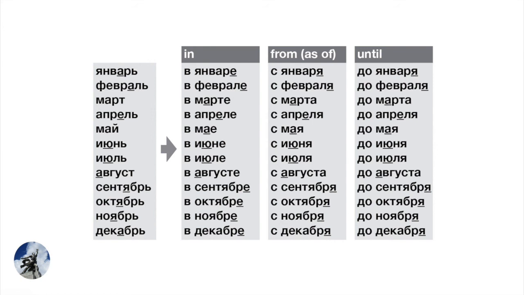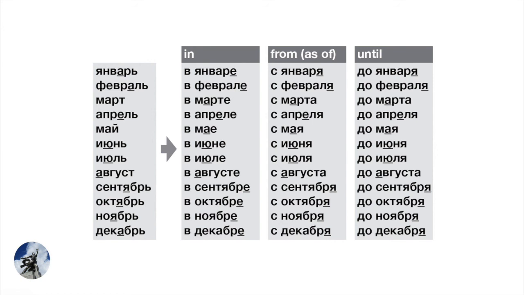Июнь, right? That gives в июне, июль, в июле, август, в августе, сентябрь, в сентябре. Okay, that's again end-stressed. Октябрь, в октябре, in October. Ноябрь, в ноябре. Декабрь, в декабре.